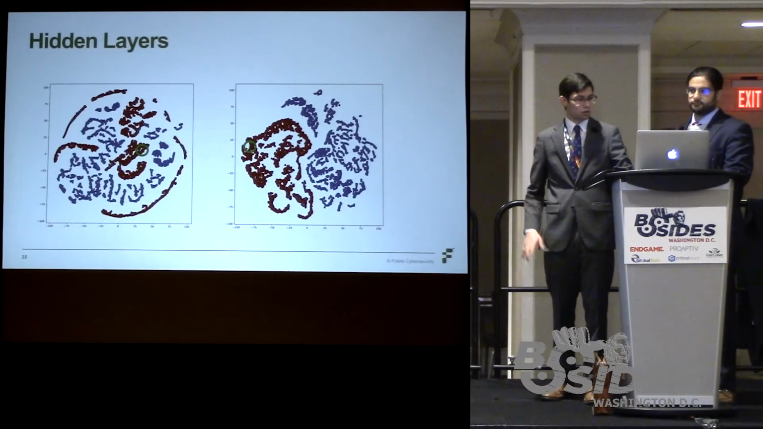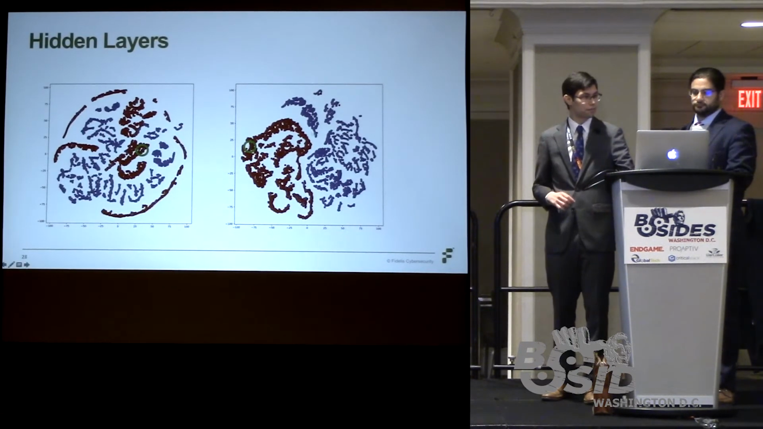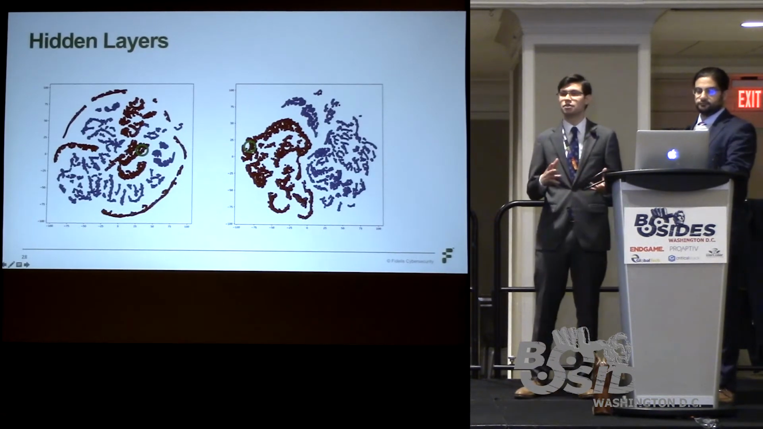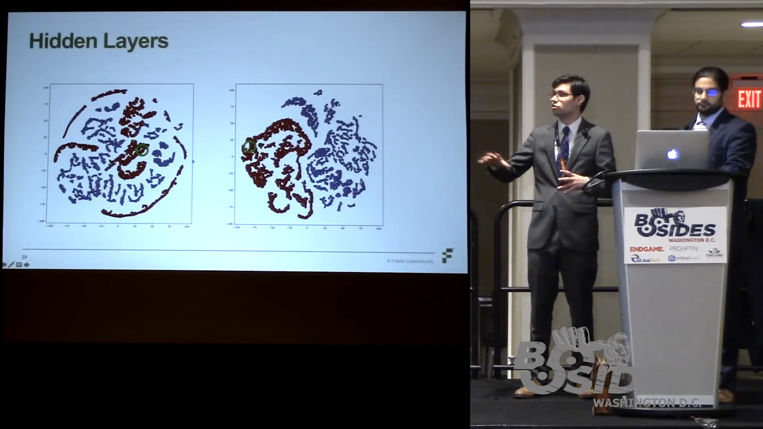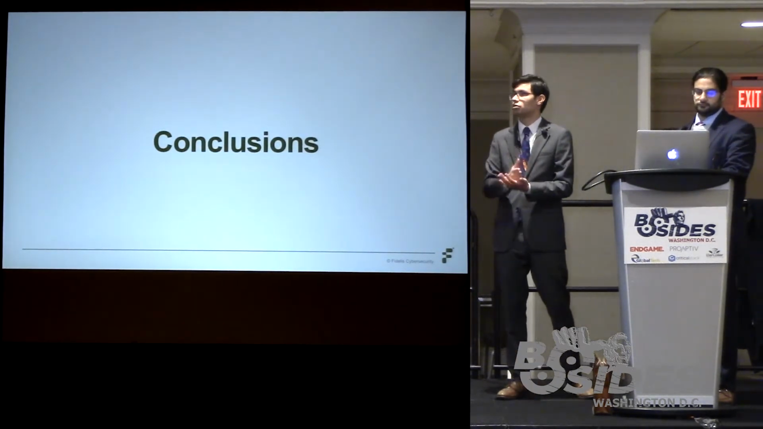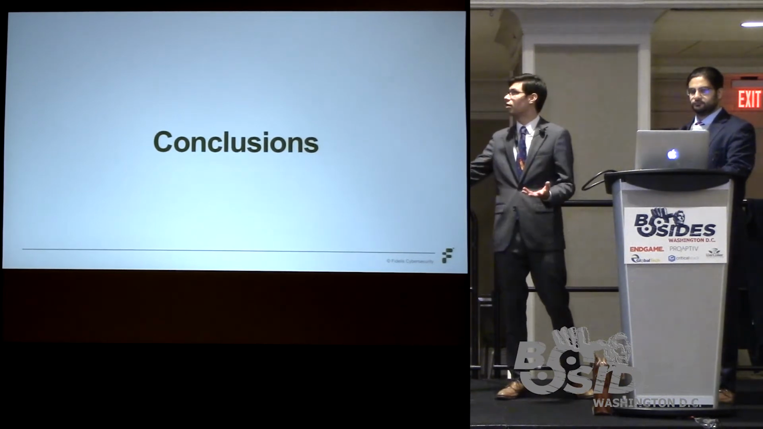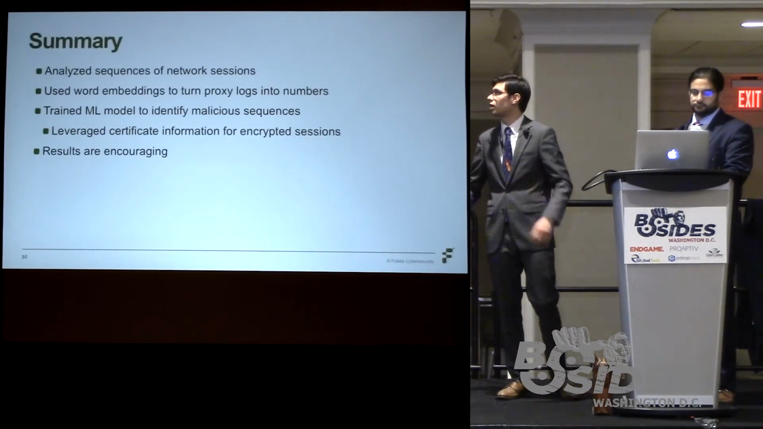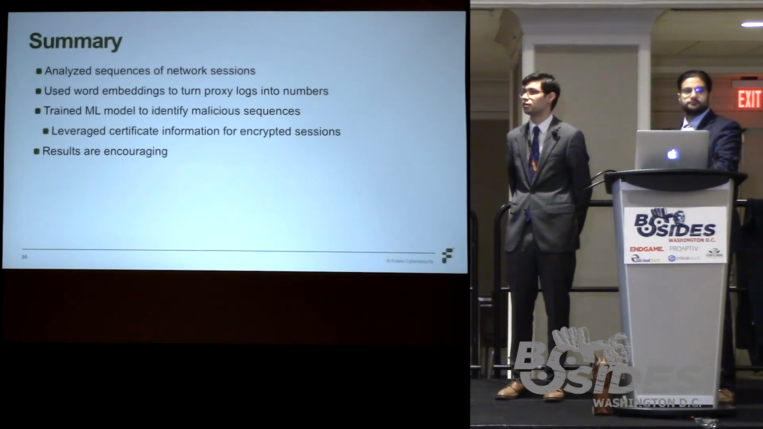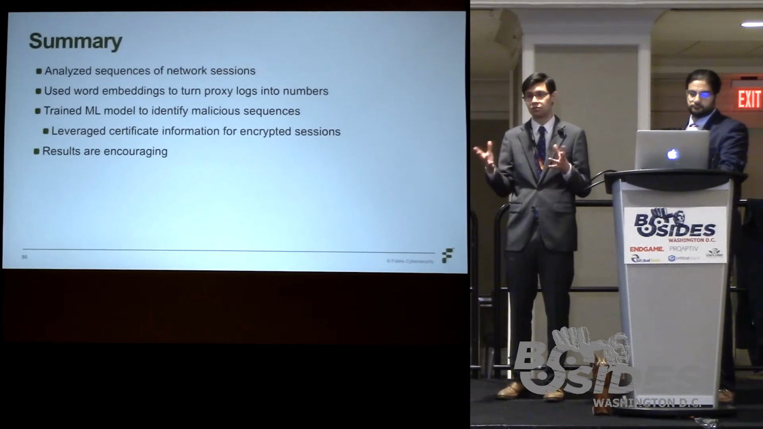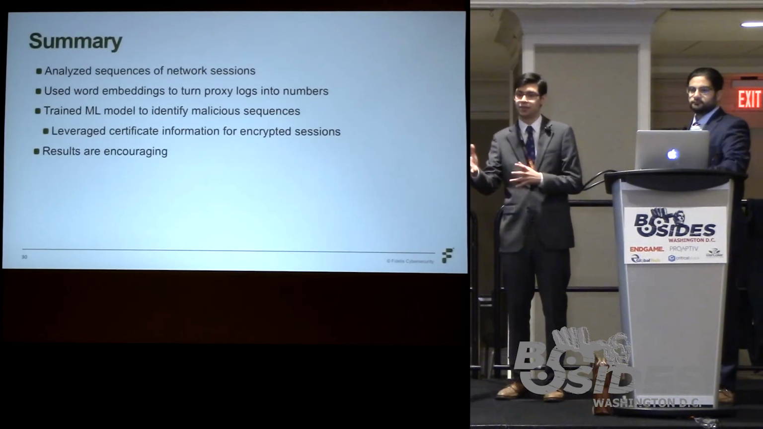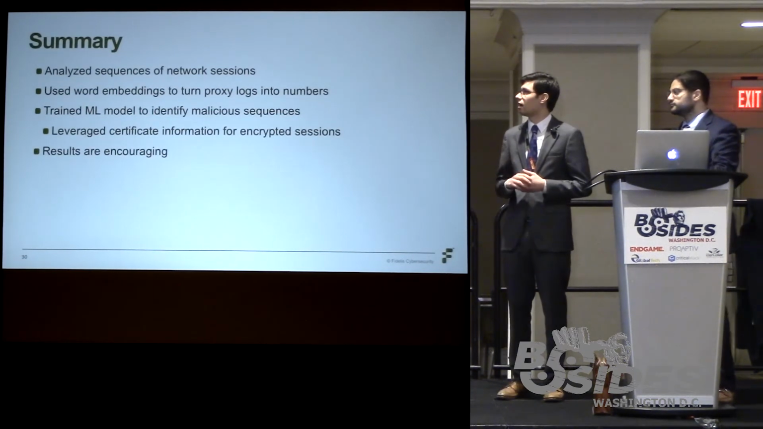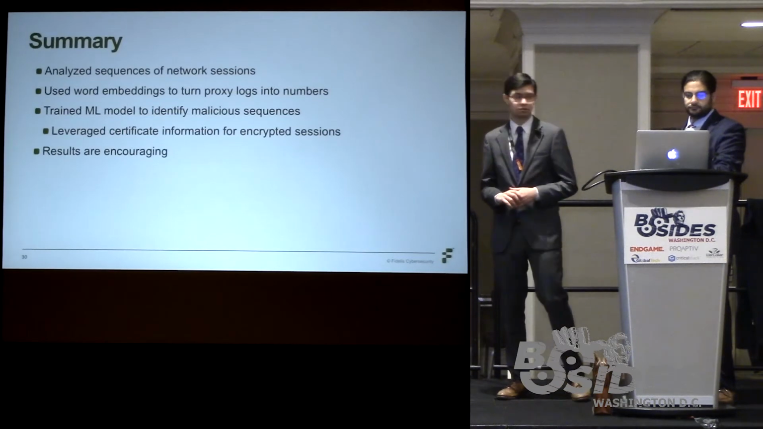So, to sum up, we've analyzed sequences of network traffic and used word embeddings to extract our features, so to turn the raw proxy logs into numeric quantities. Then we've trained an ML model to identify these malicious sequences of sessions, and we've leveraged the certificate classifier, this knowledge of whether this may be a suspicious cert or not. And finally, the results are very encouraging.